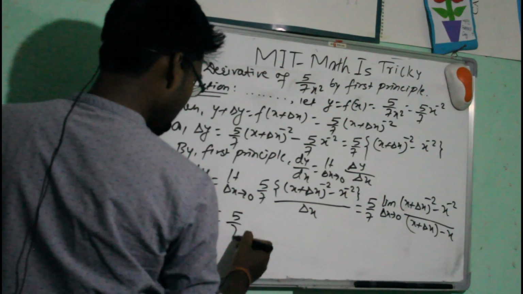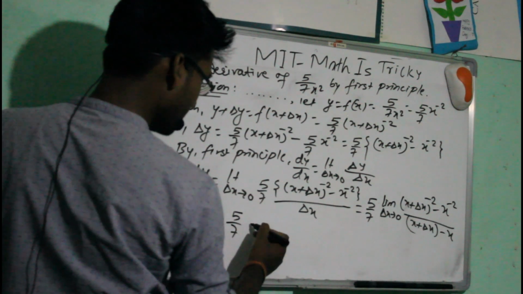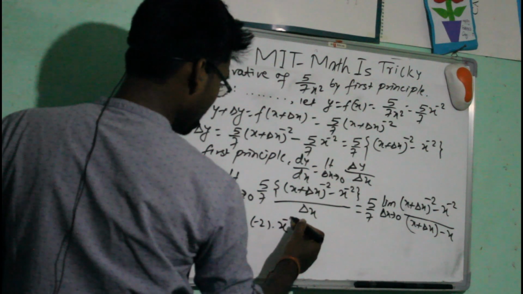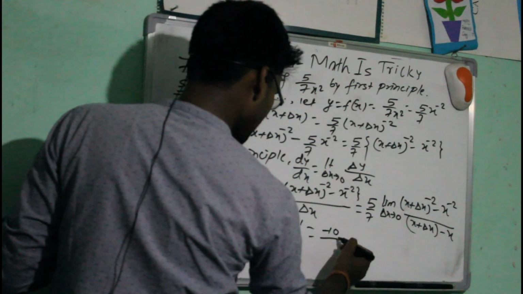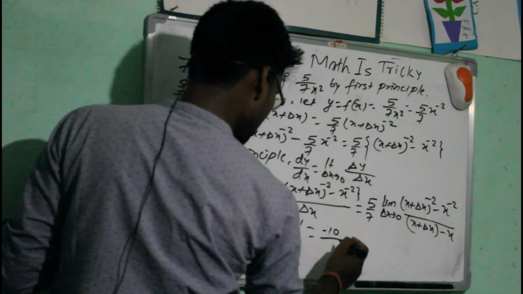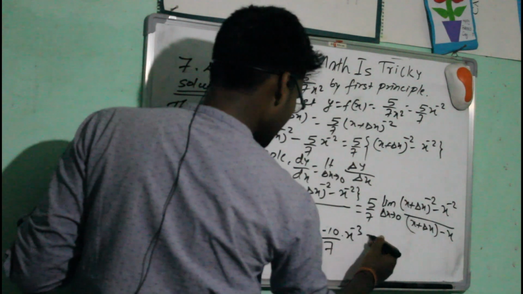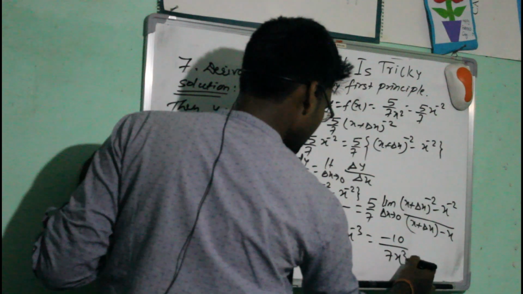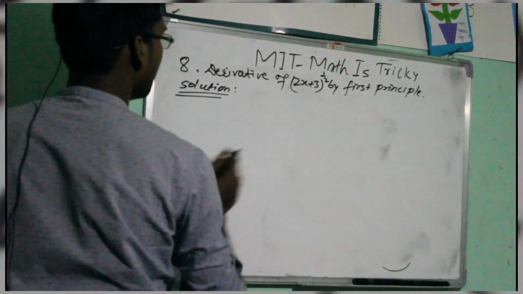5 by 7, therefore we can write here dy by dx equals 5 by 7 times minus 2 x to the power minus 2 minus 1, so it will be minus 10 by 7 x to the power minus 3, that can be written as minus 10 by 7x cubed. This is your answer.